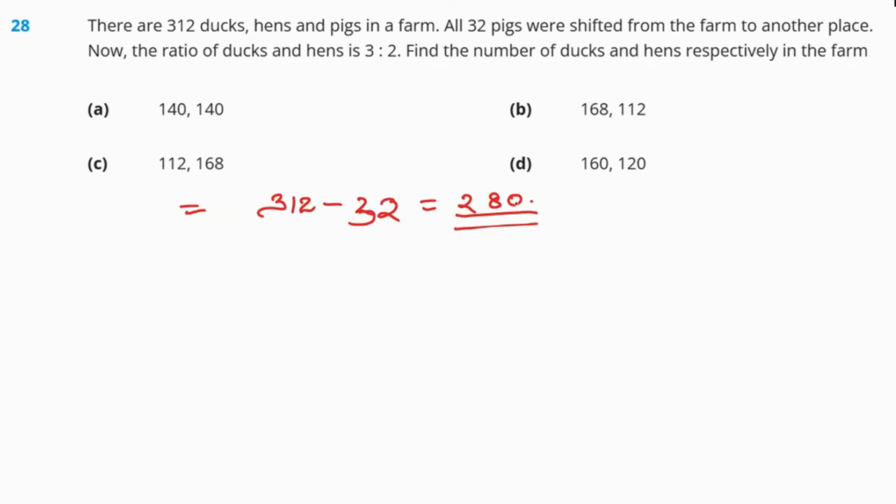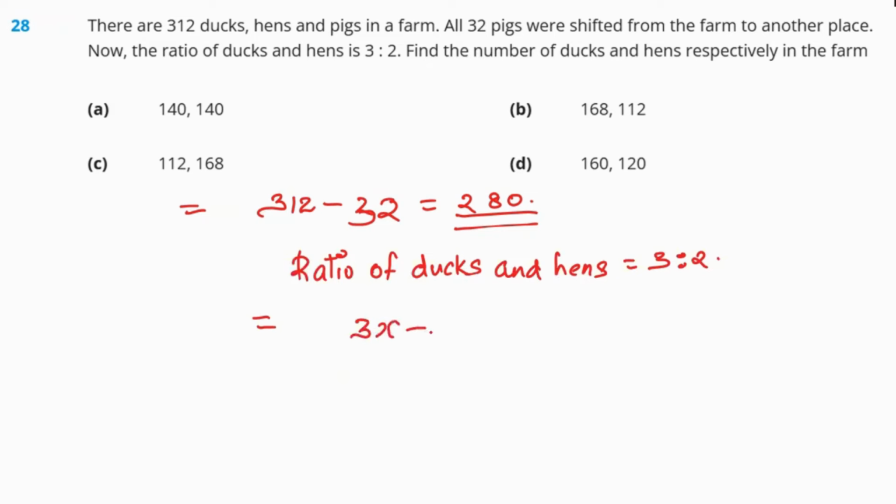And the ratio of ducks and hens is given as 3:2. That means the number of ducks and the number of hens we don't know, only the ratio, so we are taking it as x. So 3x plus 2x is the total number, and the total number of ducks and hens is 280.